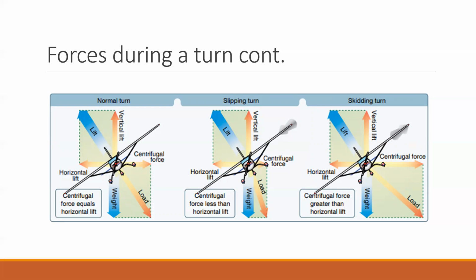In a slipping turn, we can see that this horizontal component is greater than our centrifugal force, and so this will cause the aircraft to start to slip. We have to counteract that with the rudder pedal so that the forces, again, are balanced. And then in a skidding turn, the centrifugal force is going to be greater than the horizontal component of lift, and so our aircraft is going to move towards the outside. Again, we'll counteract that with our rudder pedals.